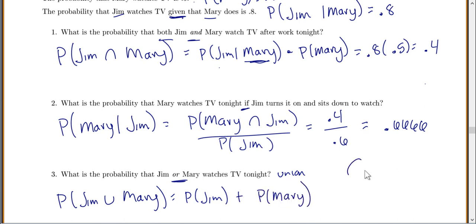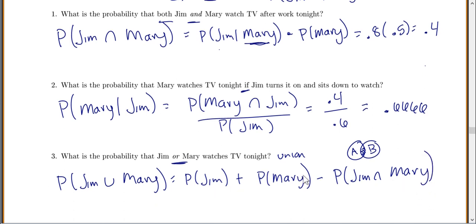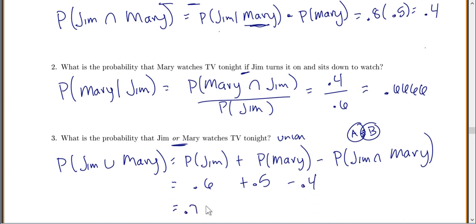But then you remember for unions, if this was A and this was B, and you add up all the probability of A and all the probability of B, what happens? You double count this middle part twice. And you don't want that, so you subtract out the middle part, or the intersection, so you don't have to worry about counting it twice. So we'll do probability of Jim plus probability of Mary minus the probability of the intersection. So this is 0.6 plus 0.5 minus 0.4, or 0.7. So 70% chance that one or the other or both watches TV tonight.